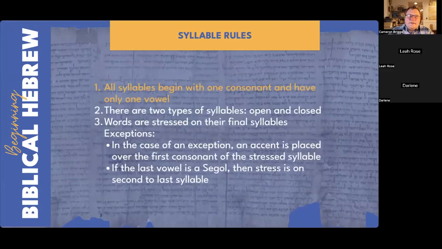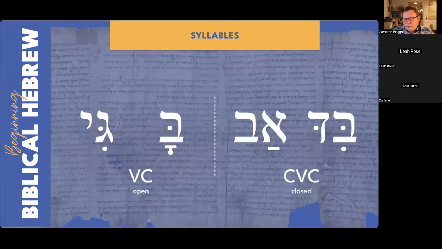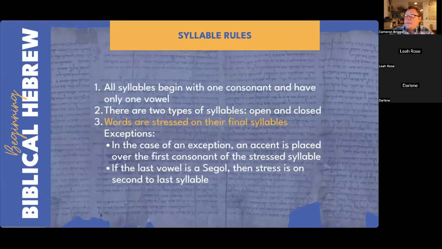And then this week we recovered all of the syllable rules: all syllables begin with a consonant always, and they have a vowel, but they may have another consonant. So there's two types of syllables, open and closed. An open syllable is just one consonant, one vowel. A closed syllable is consonant, vowel, consonant.